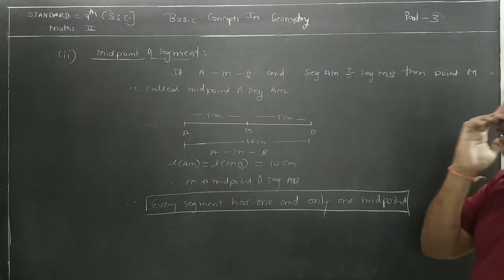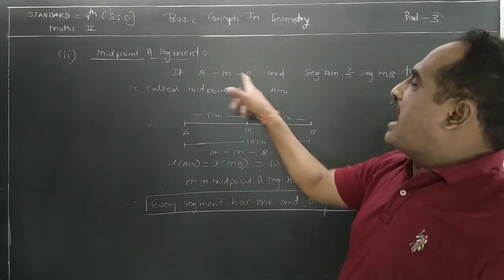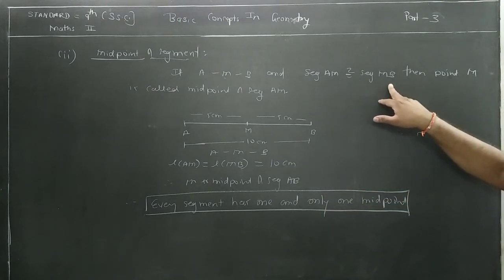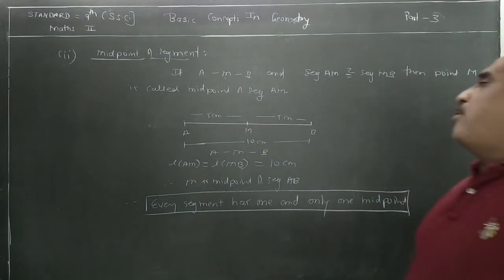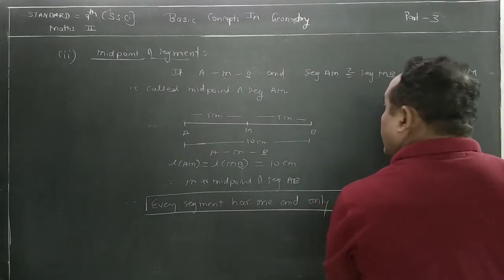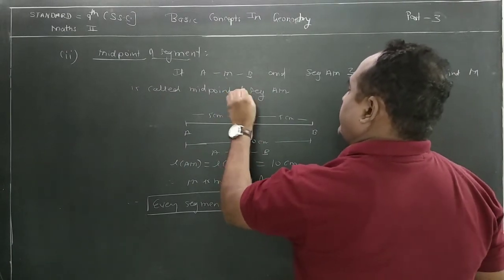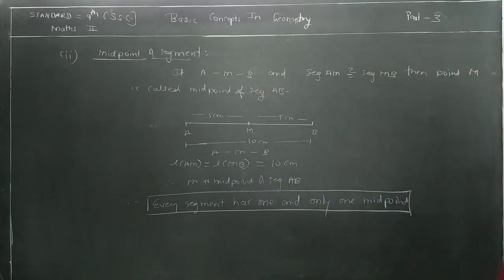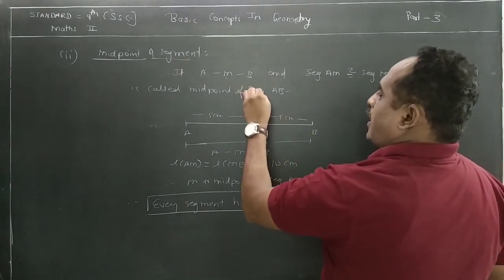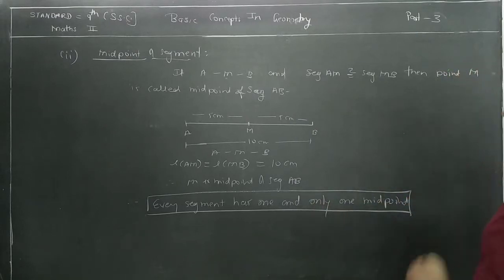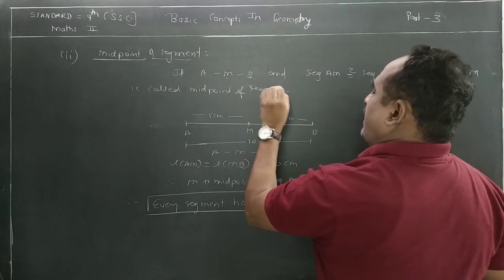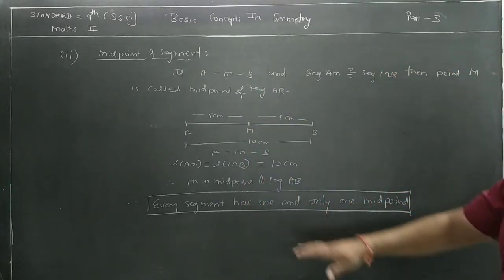In the case of the midpoint of a segment, M should lie between A and B, and segment AM is congruent to segment MB, then M is called the midpoint of segment AB. You got it? M is called midpoint of segment AB. And have you understood this? Then segment AB. Then see the figure.